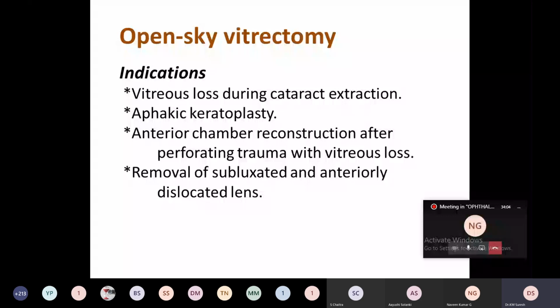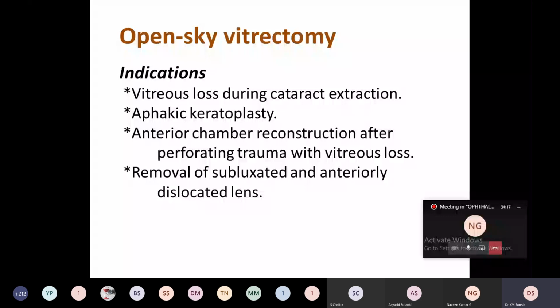Anterior chamber reconstruction after perforating trauma with vitreous loss, and removal of subluxated and anteriorly dislocated lens. In such cases also, open sky vitrectomy is indicated. So what are the various types of vitrectomy?